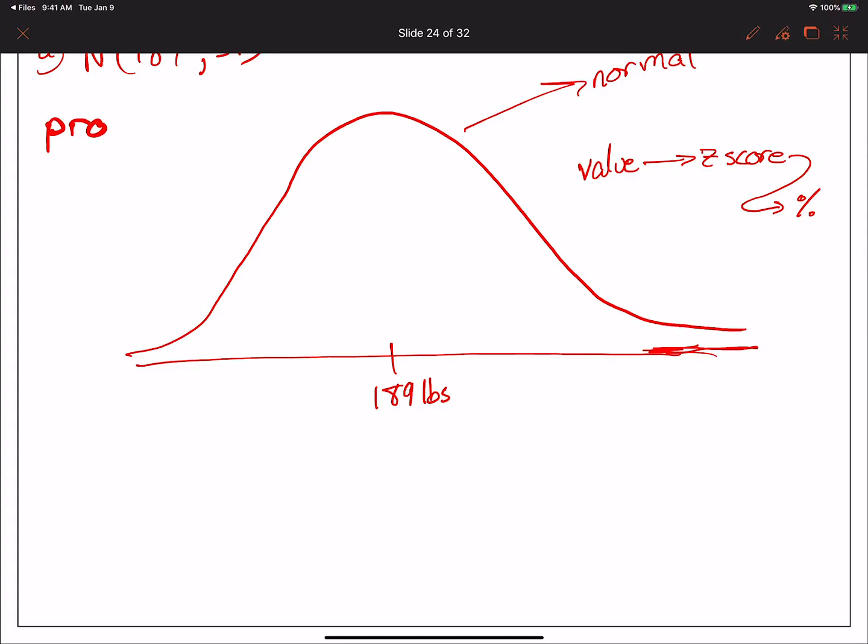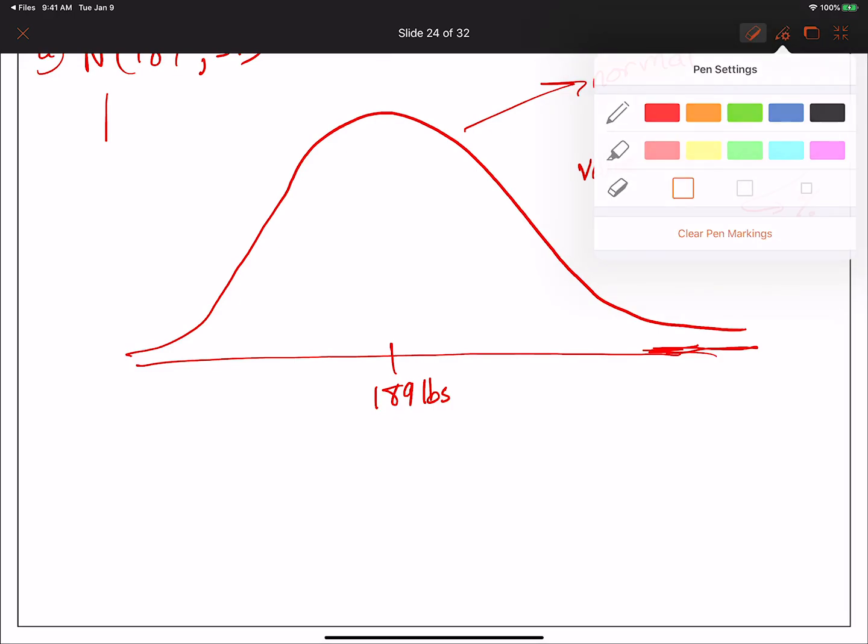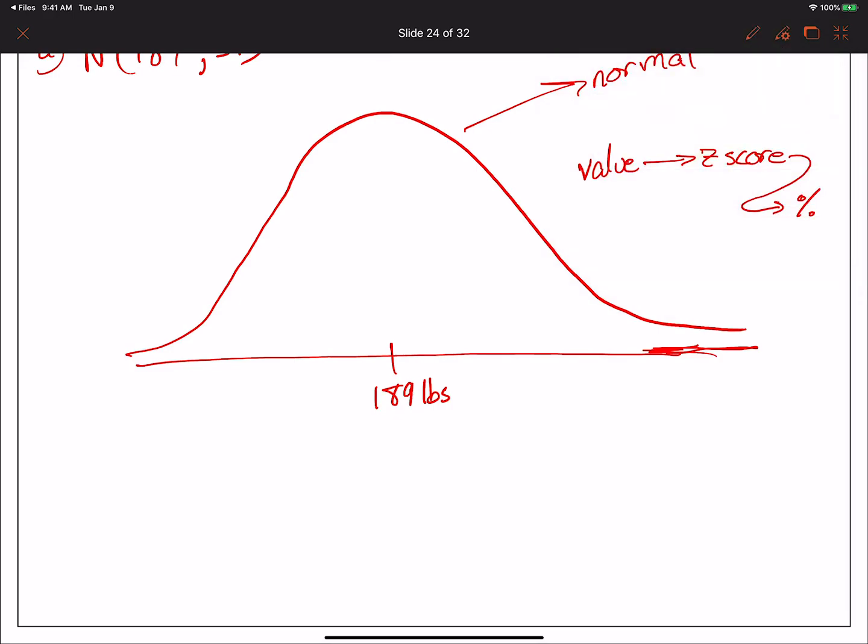Hold on, let me erase this really quickly. I don't know. Sometimes it's like my pencil's trying to just come out too thick. Technical difficulties.